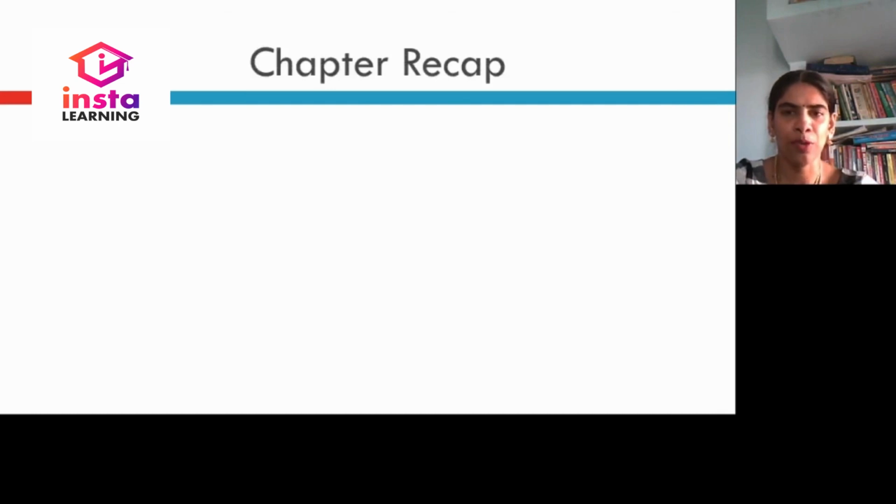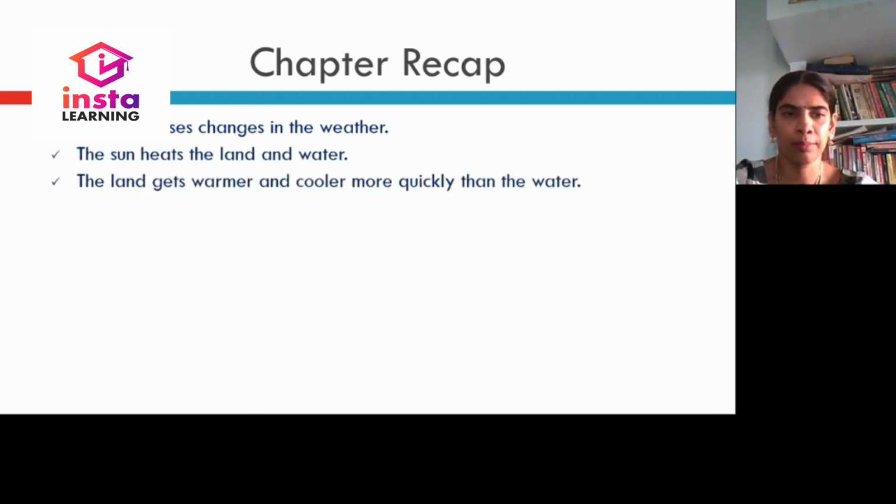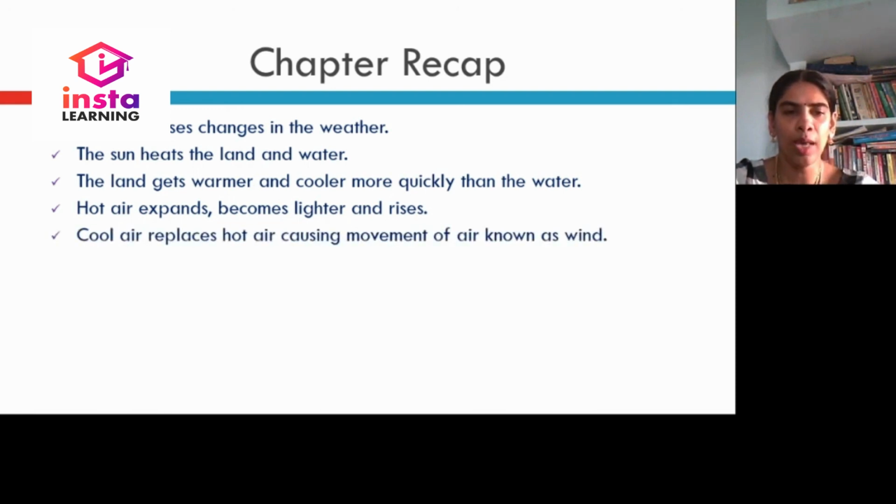Let us have a chapter recap. The sun causes changes in the weather. The sun heats the land and water. The land gets warmer and cooler more quickly than the water. Hot air expands, becomes lighter and rises. Cool air replaces hot air, causing the movement of air known as wind.